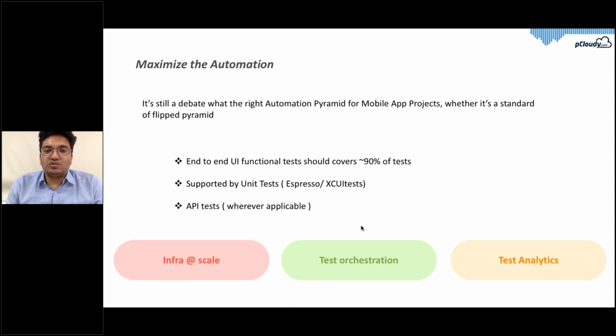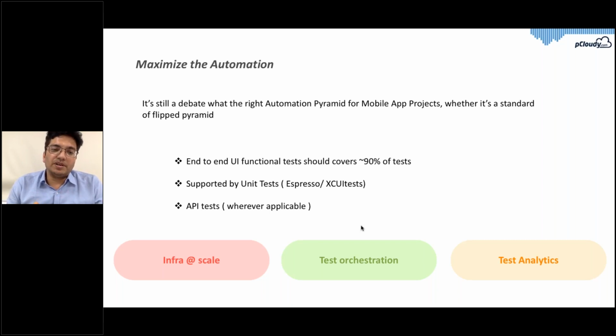And to maximize, one way is to look at how we implement the automation pyramid. In case of mobile app projects, it's still a debate. What is the right automation pyramid? Is it a standard one or is it a flipped one? But I'll keep it simple. The point is you have to look at automation at every stage.